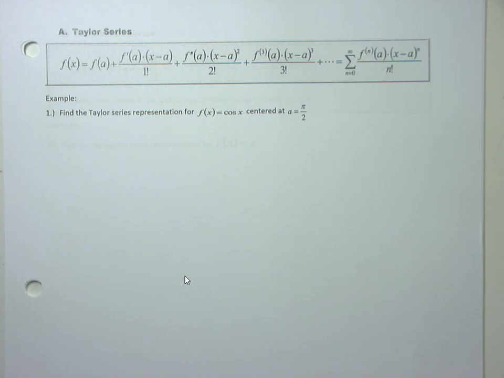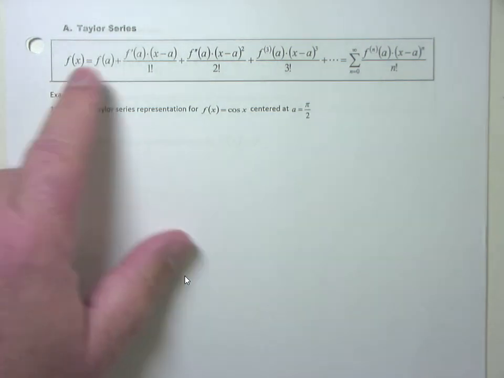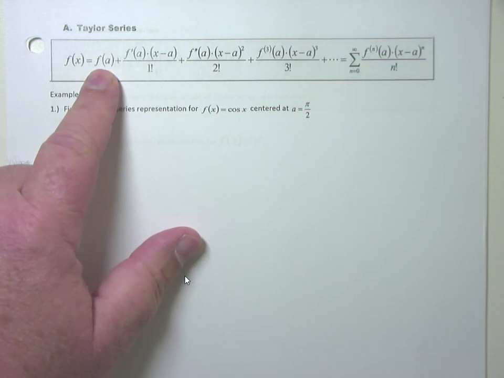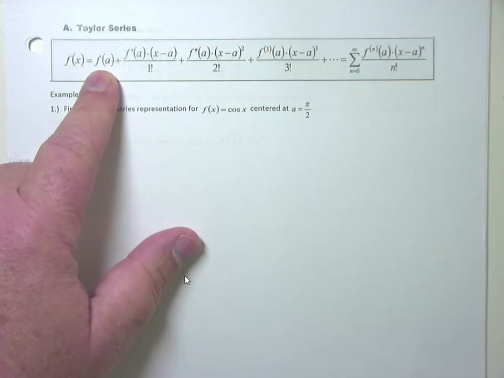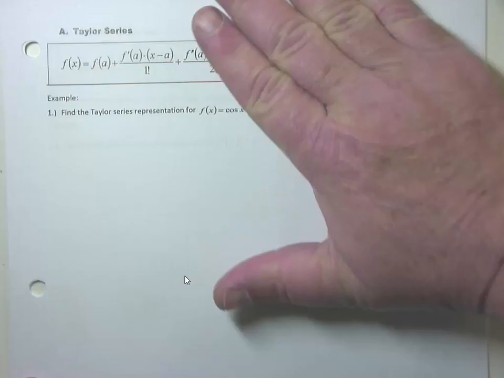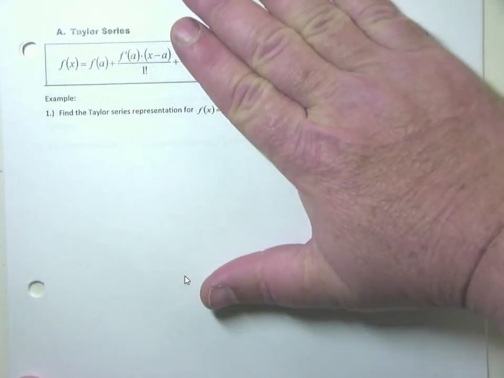You're going to see this stuff again. And this is called a Taylor series. Taylor discovered the relationship between a function and a particular centering point of that function and how it relates to all the derivatives. Now, in Calculus 1, you did something called linearization.